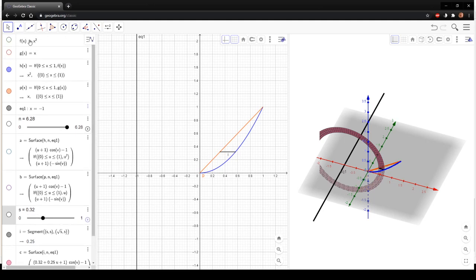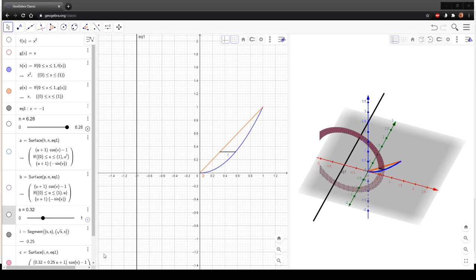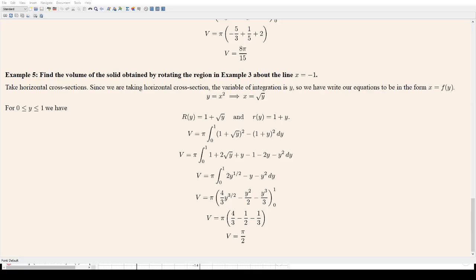Well, it's square root of y. Why is it square root of y? Well, because we had to solve. So big R is 1 plus square root of y. Little r is 1 plus y. Okay? So it's 1 plus whatever the curve is, which is exactly what we have here. And then I just go ahead and plug it into the formula and then do the power rule.